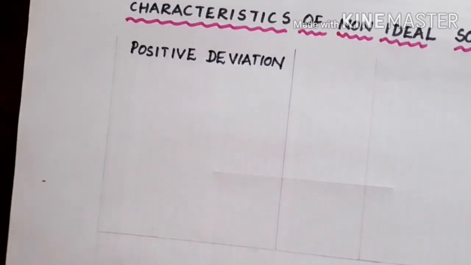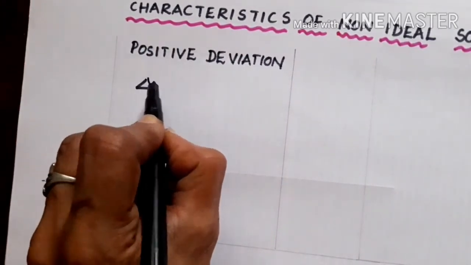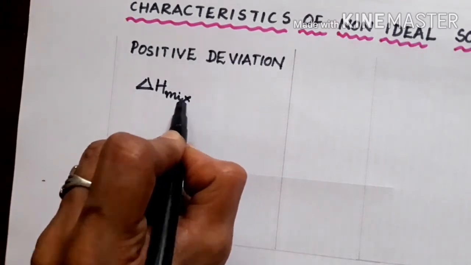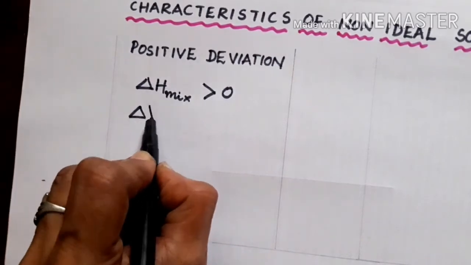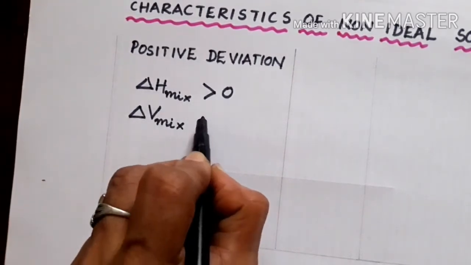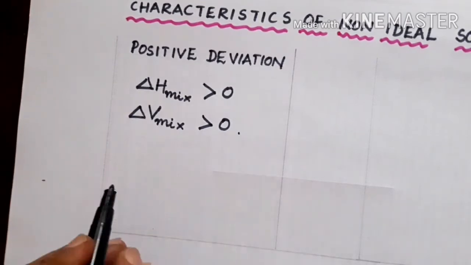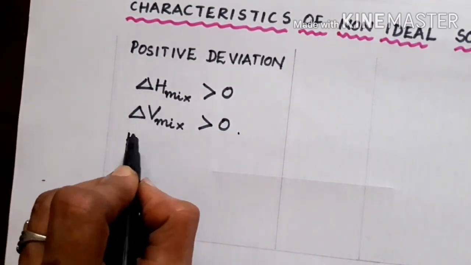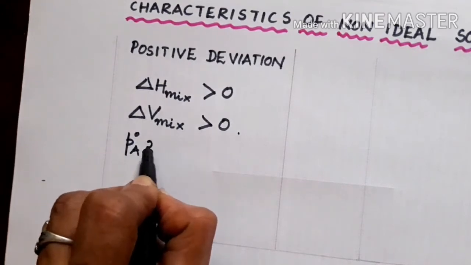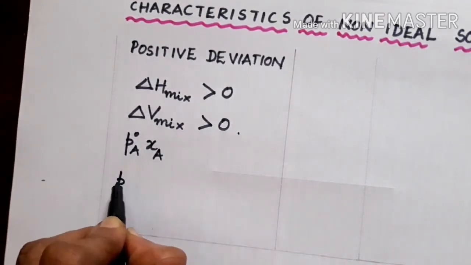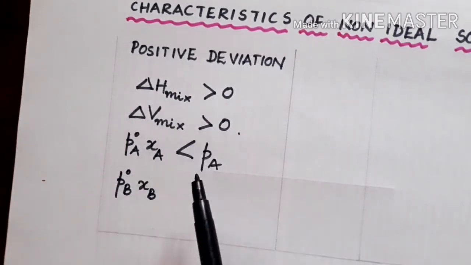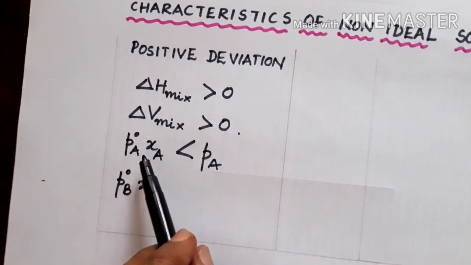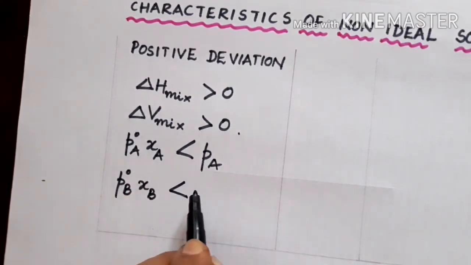In this case, you find that delta H of mixing is always more than 0. Delta V of mixing is also more than 0. And you find that P0A XA and P0B XB are not following Raoult's law. That is, PA is greater than P0A XA, PB is greater than P0B XB.